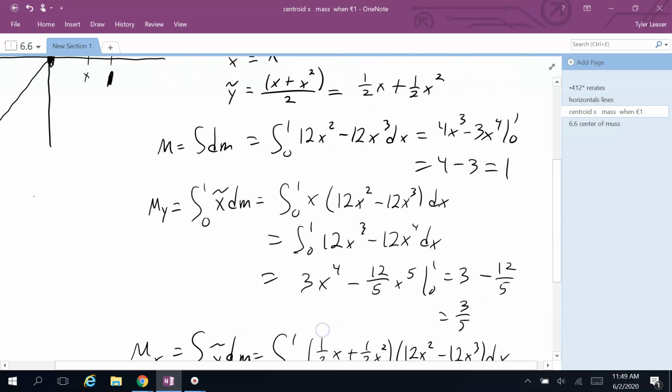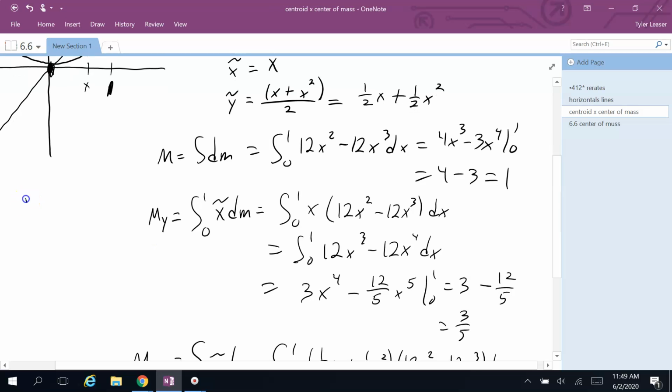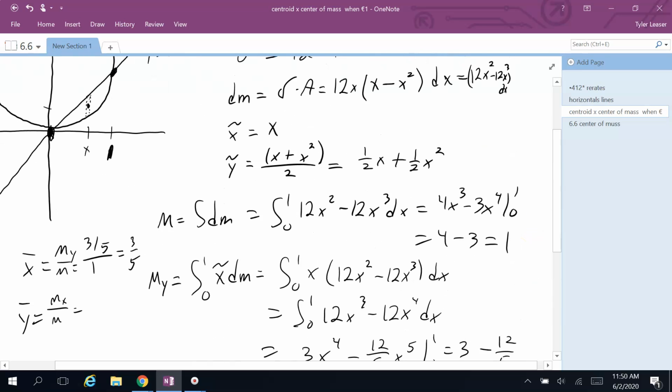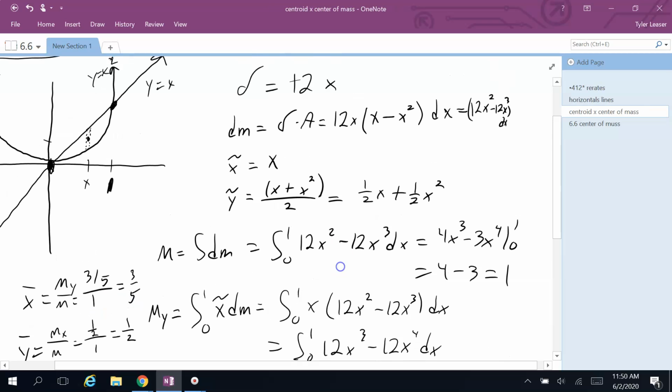Okay, now that we've done all that, we can find my x bar, y bar. X bar is the moment about the y-axis over the total mass. The moment about the y-axis we found to be 3/5. So that's 3/5 divided by the total mass, which was just 1, so we get 3/5. Y bar is the moment about the x-axis over the total mass. That came out to be 1/2, divided by the total mass 1, so just 1/2. Which means that the center of mass of my object is at the location 3/5, 1/2.